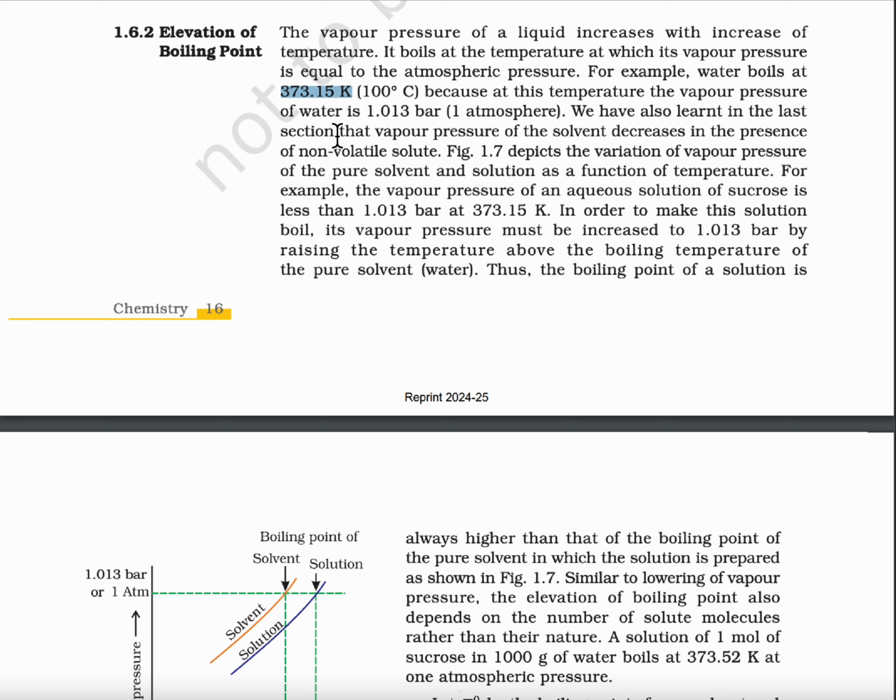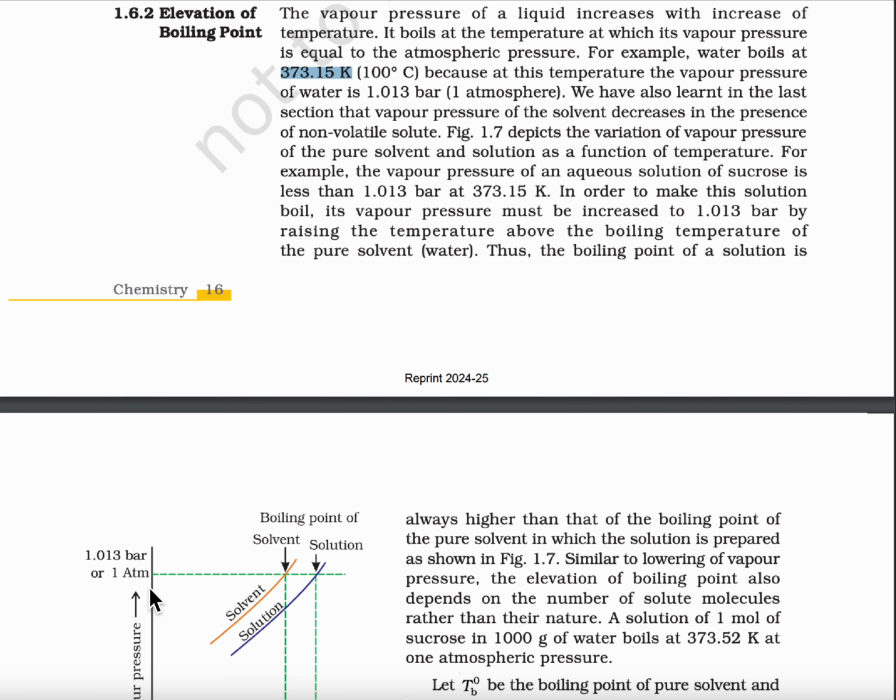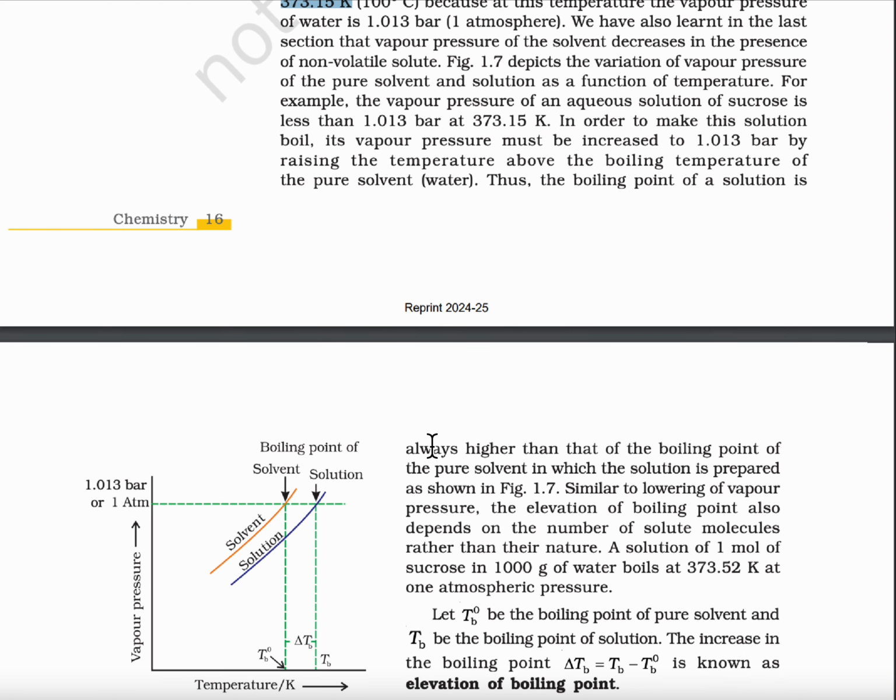We have also learned in the last section that vapor pressure of the solvent decreases in the presence of non-volatile solute. Figure 1.7 depicts the variation of vapor pressure of pure solvent and solution as a function of temperature. For example, the vapor pressure of an aqueous solution of sucrose is less than 1.013 bar at 373.15 Kelvin. In order to make this solution boil, its vapor pressure must be increased to 1.013 bar by raising the temperature above the boiling temperature of the pure solvent water. Thus, the boiling point of a solution is always higher than that of the pure solvent in which the solution is prepared, as shown in figure 1.7.